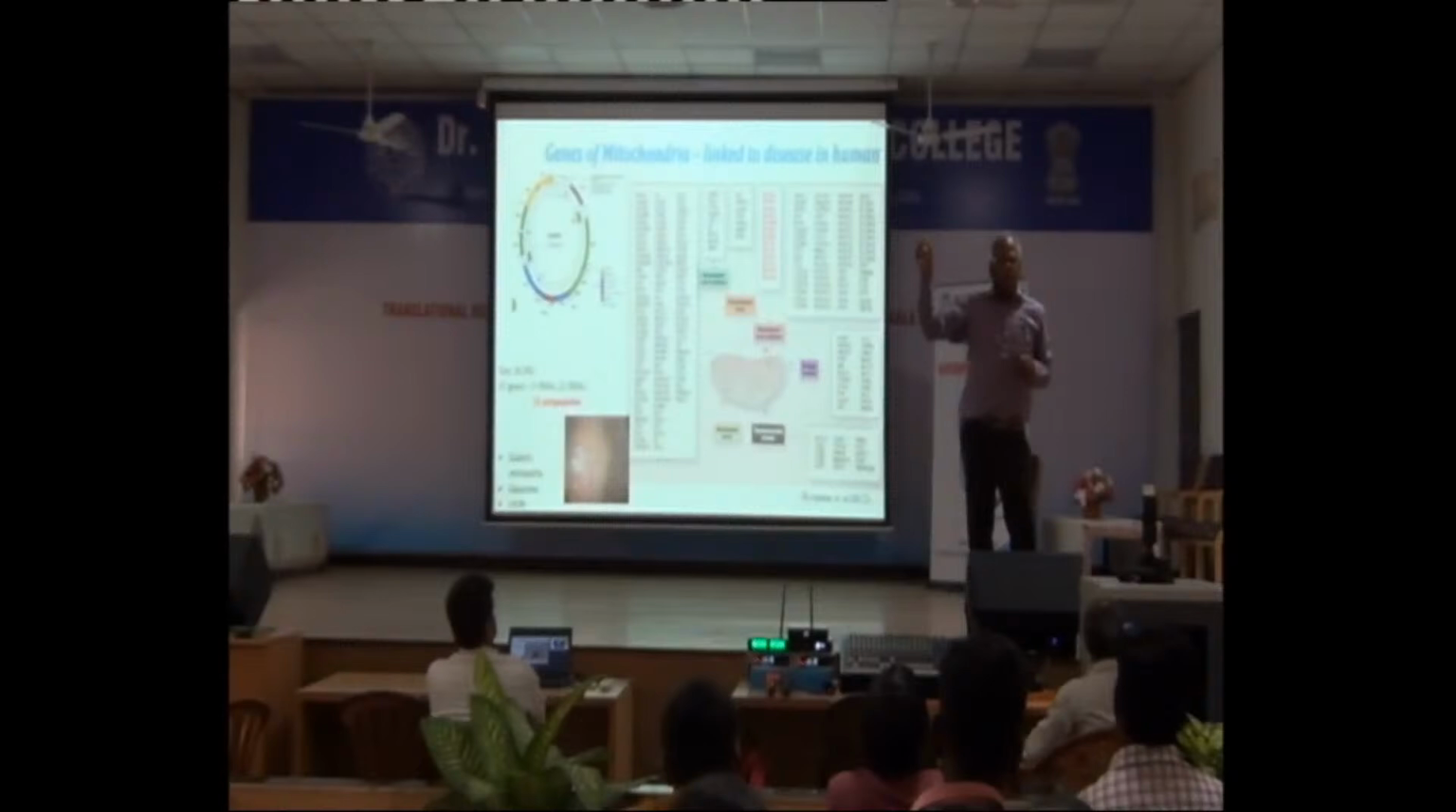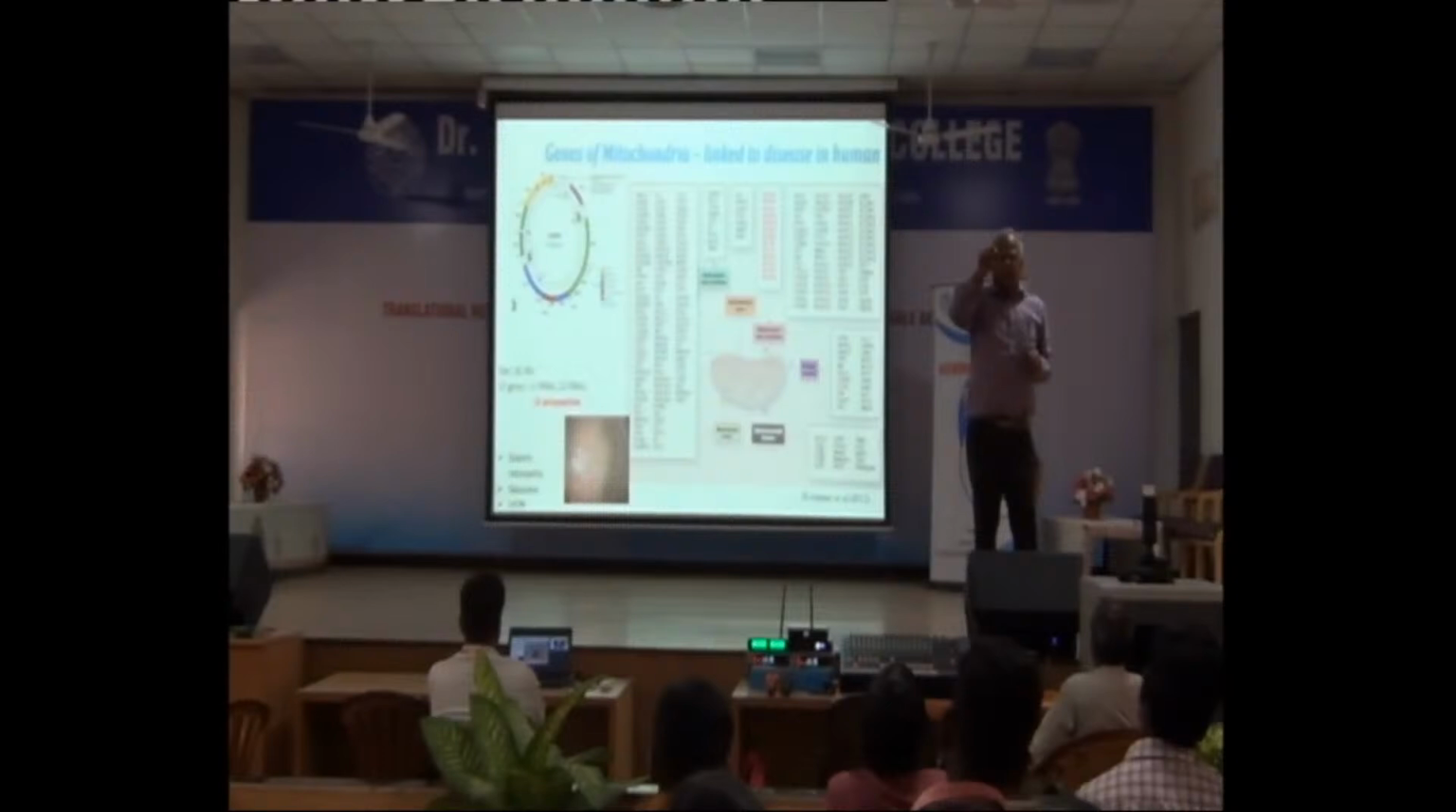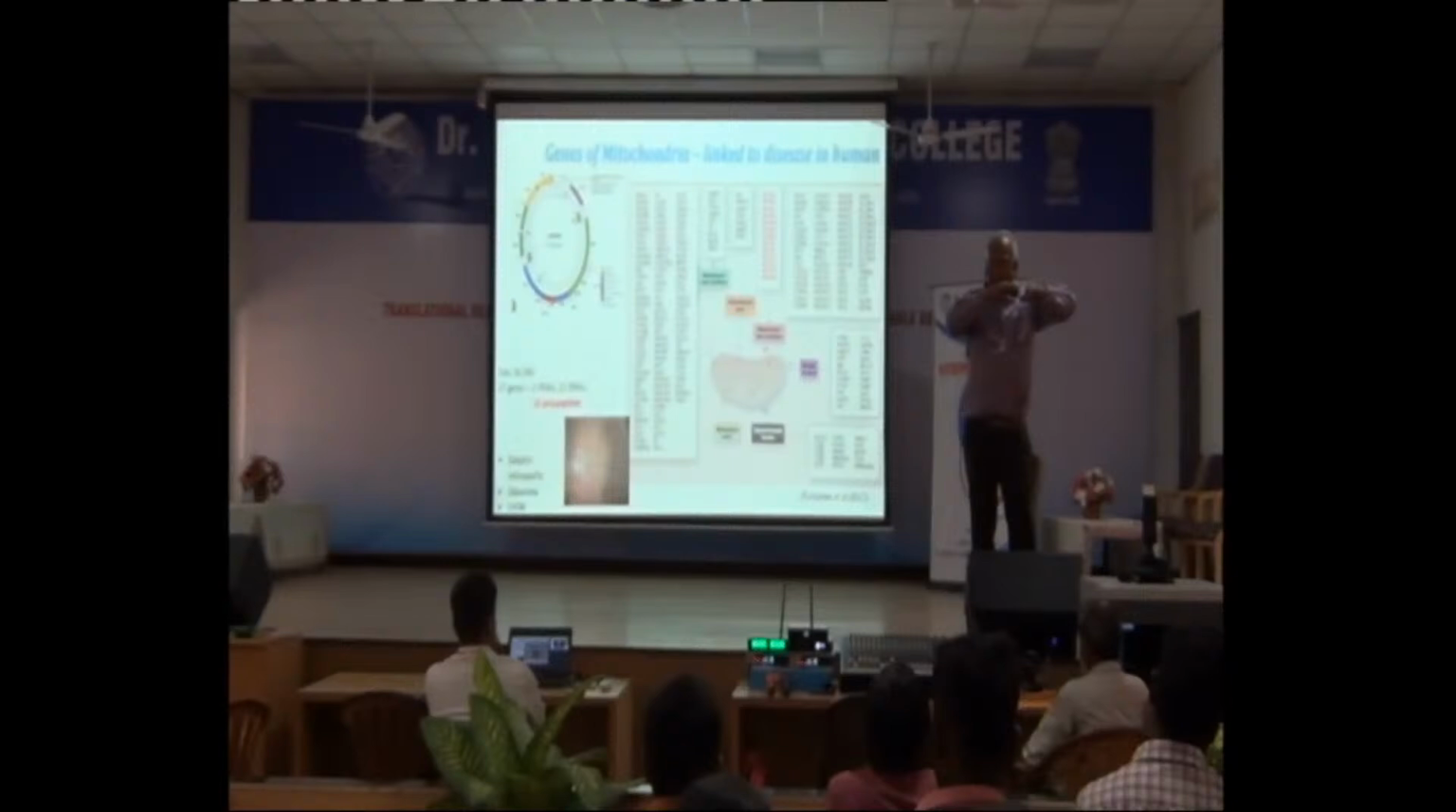Cell, nucleus, and then in the cytoplasm there is a mitochondria. The mitochondria has its own DNA, and the nuclear DNA has the 22 autosomes and the XY chromosome. Then a lot of mutations happen in the mitochondria, not in the nuclear genome.